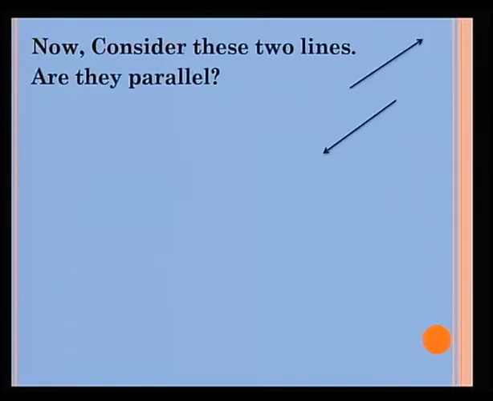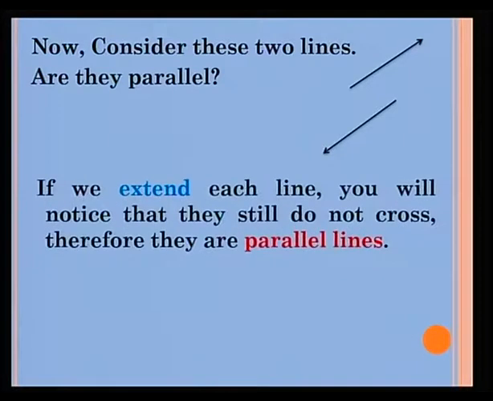Now let's consider these two lines. Are they parallel? If we extend each line, you will notice that they still do not cross, therefore they are parallel lines. Now what happens if two lines are not parallel?